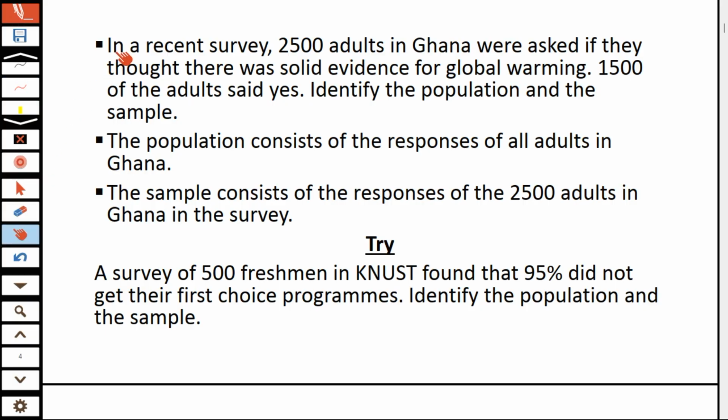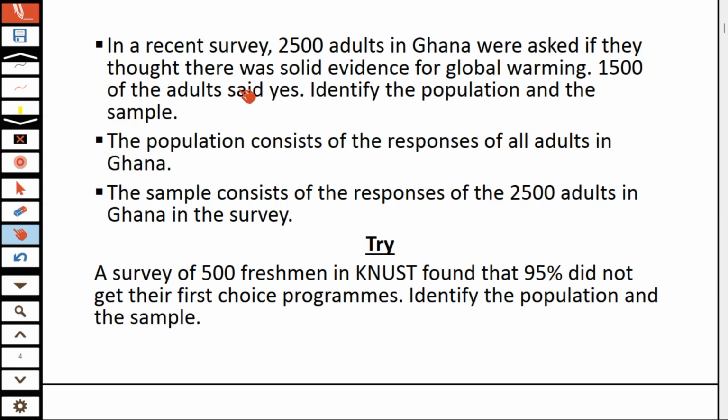So for example, in a recent survey, 2,500 adults in Ghana were asked if they thought there was solid evidence for global warming. 150 of the adults said yes. Identify the population and the sample. So here we have been given this problem, and the problem is saying that there are 2,500 adults in Ghana, and these people were asked if there is solid evidence for global warming, and then 150 of the adults said yes. Identify the population and the sample.